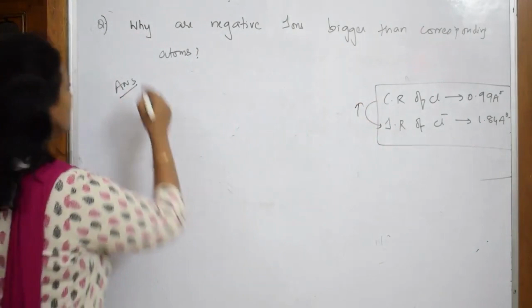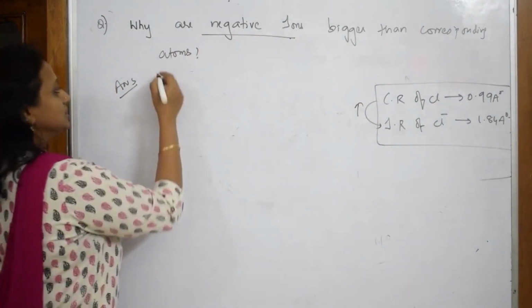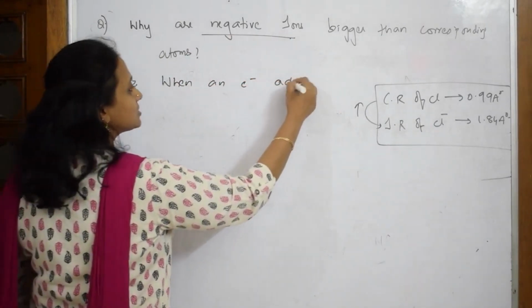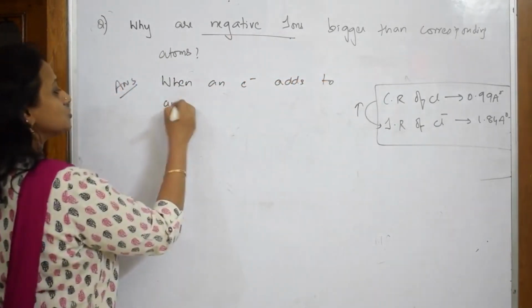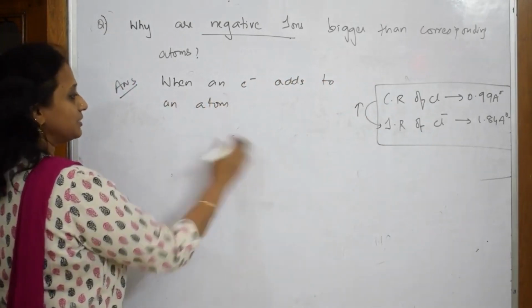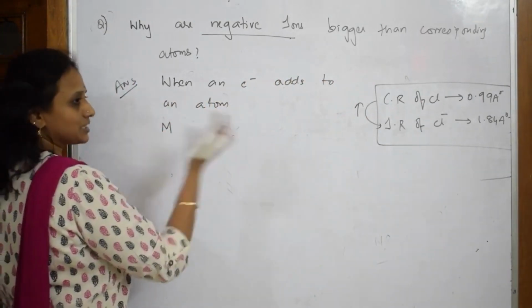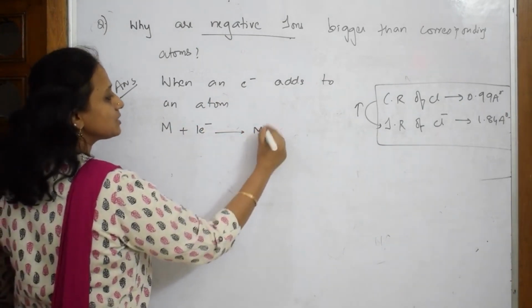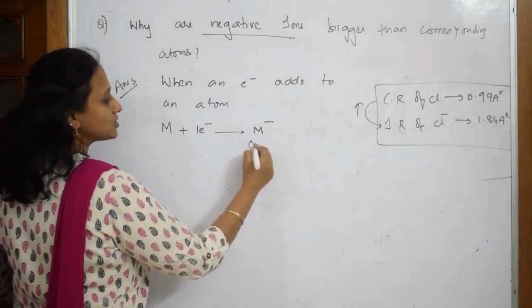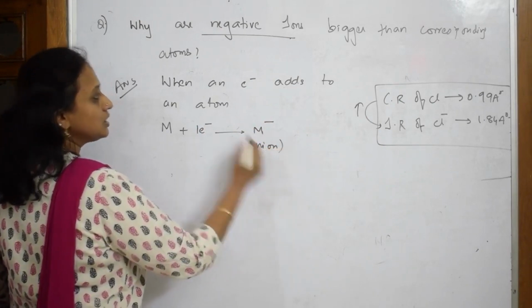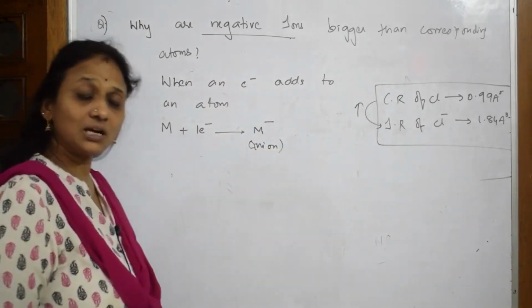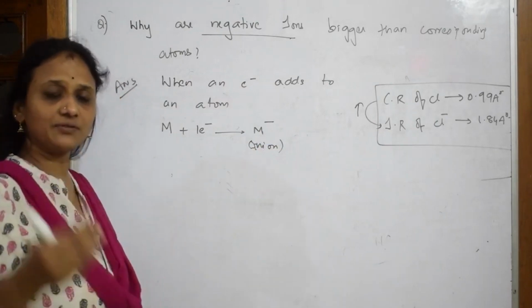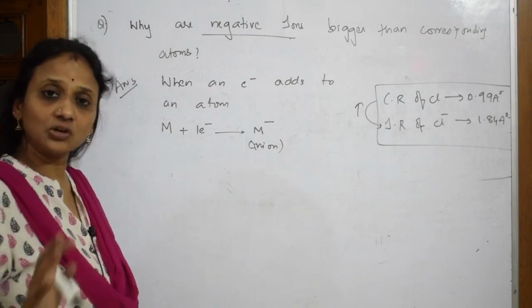What happens whenever I speak about a negative ion? When an electron adds to an atom, if I take a particular atom and add one electron to this, it becomes M minus. This is an anion which is formed. So when an electron adds to the atom, there is an increase in the number of shells. You're adding electrons one after the other. There is an expansion of the electron cloud.